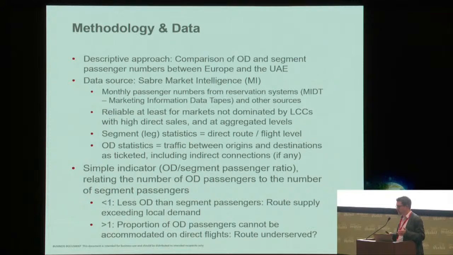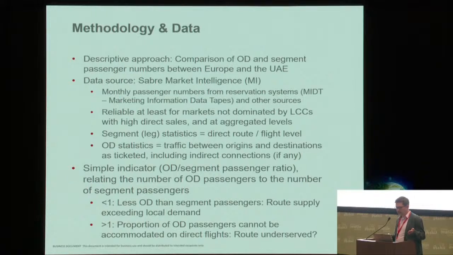That means how many people are sitting on a direct flight between London and Dubai, and how many people fly from London to Dubai, which could also be via Frankfurt, for example. And if there is less OD than segment demand between 2 points, one could argue that route supply exceeds local demand, and probably in this case Dubai definitely serves its hub function.